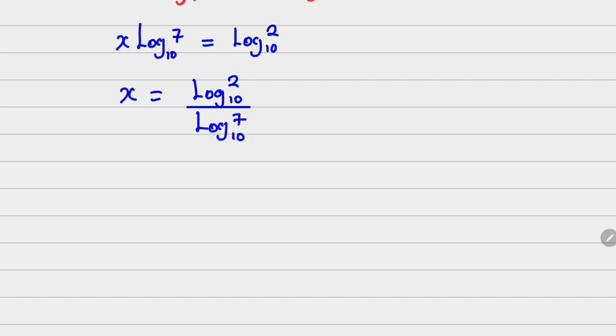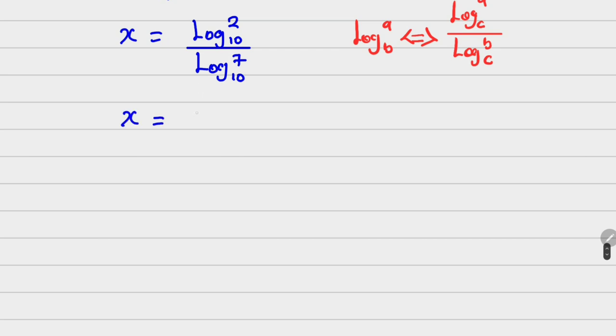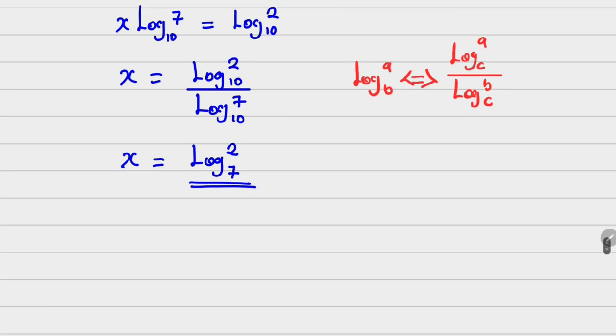Now from change of base, let me show you this. If you have log of a base b and you wish to change it to base c, then this is going to be log of a base c divided by log of b base c. Now this is vice versa, it could go either way. Because of that, we can conclude that x is the same thing as log of 2 base 7. That's the value of x. Now let's go to the next.